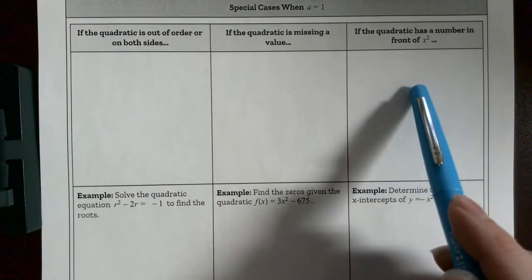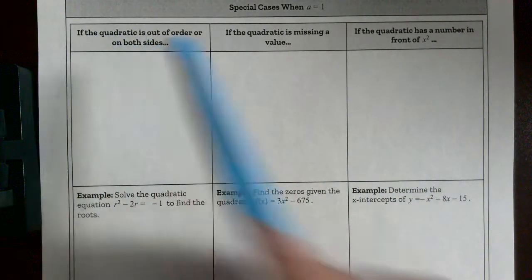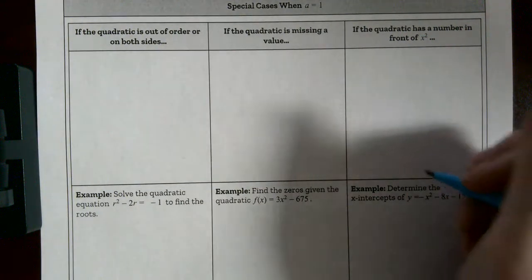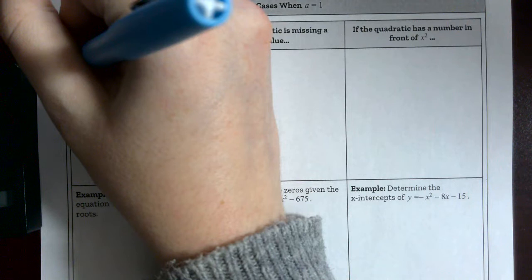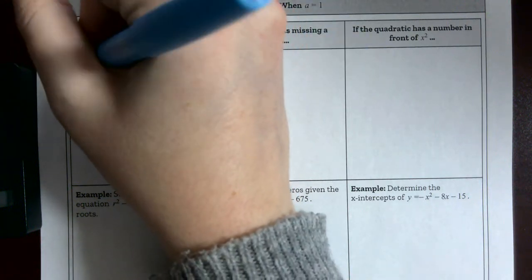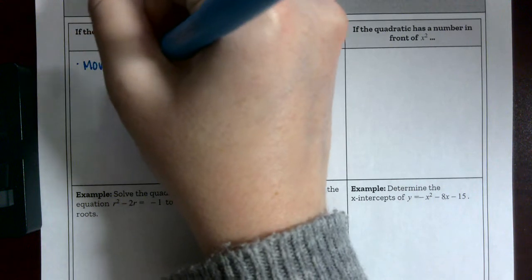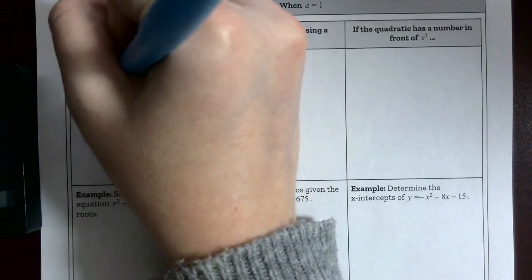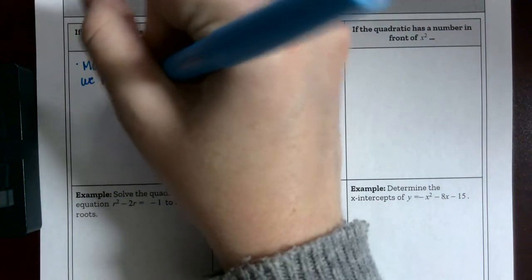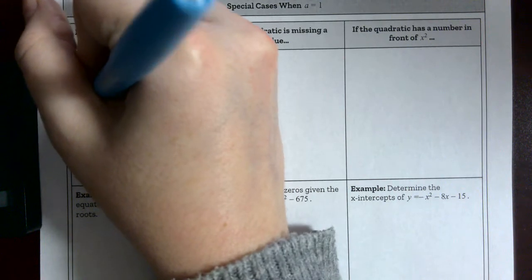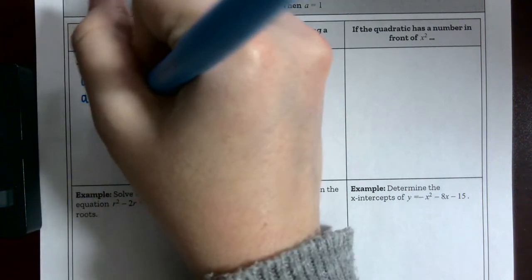And there's 3 specific things I want to look at. First one is if the quadratic is out of order or it's on both sides. So what we're going to do is we are going to move or reorder. So we have our quadratic, which is ax squared plus bx plus c, all on the same side.